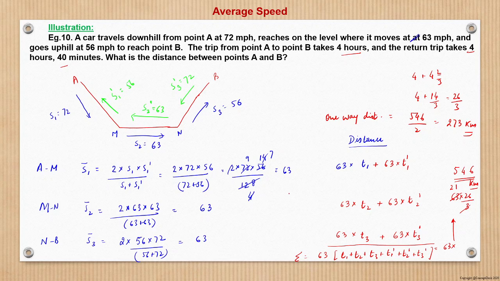So using this one we get the answer to be 273 kilometer per hour. First thing, we got that the average speed for each length AM, MN and NB is 63 kilometer per hour, right? And total time is given. So basically I wrote this just to make sure that the average speed will be 63 into total time, right? This I could have written directly, but how did it come? To derive that, I wrote the things separately so that the things become easier, right?